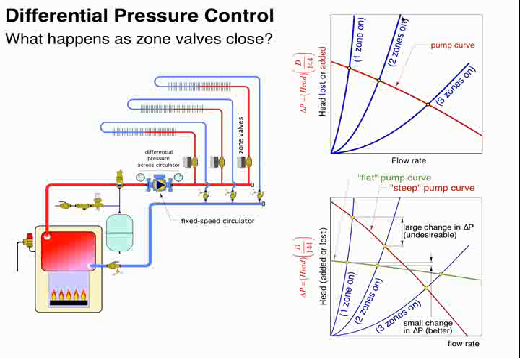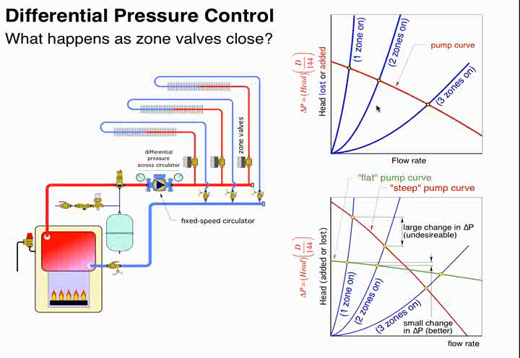Think of it as a 3-lane highway where one lane just got closed down and you have a 2-lane highway. You have more flow resistance. So the operating point moves from here up the pump curve to here. And I like to think of that movement in 2 components. The movement to the left is fine.